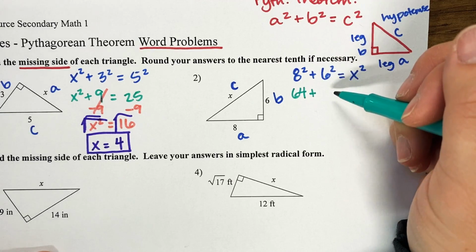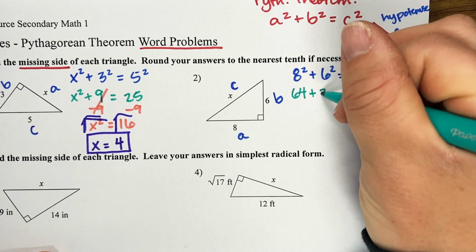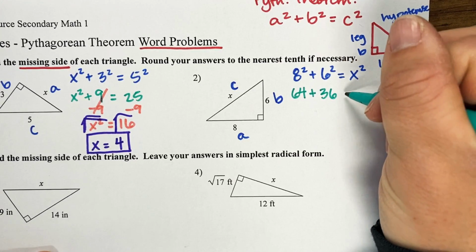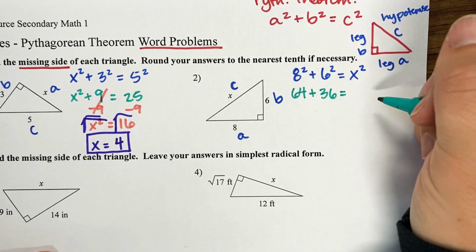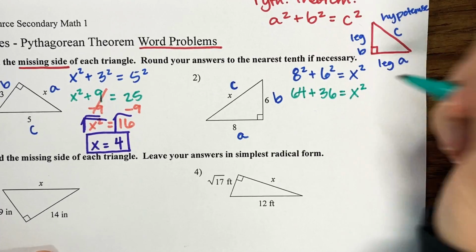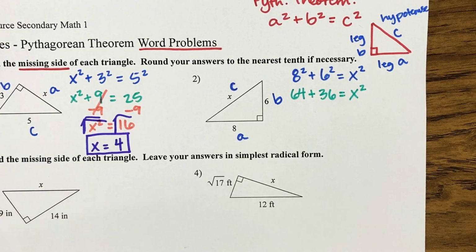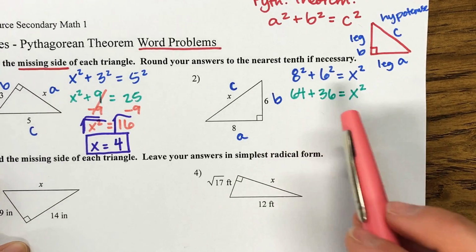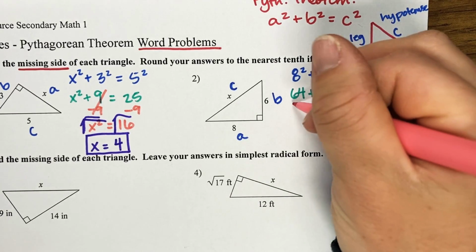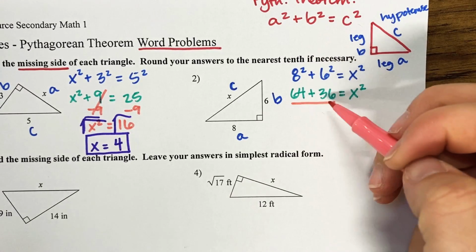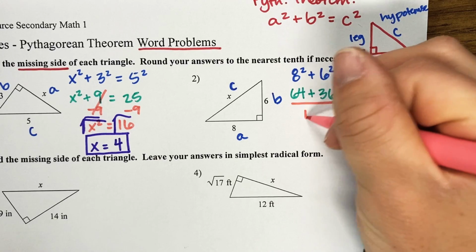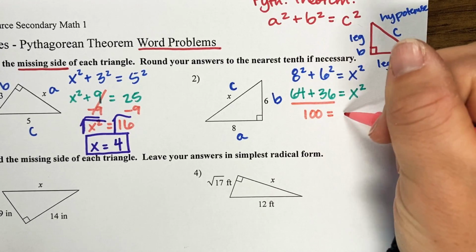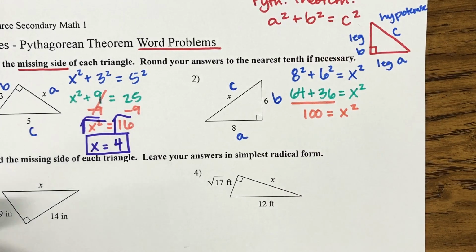Plus 6 squared, what is 6 times 6? 36. And do we know x? No, we don't, so that just has to stay x squared. Okay, well, now on this side, we can add 64 and 36 together. Well, what is 64 plus 36? We get 100 equals x squared.